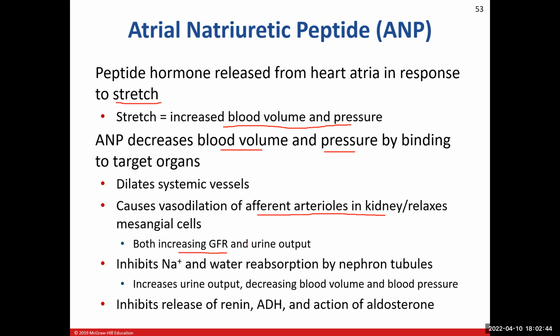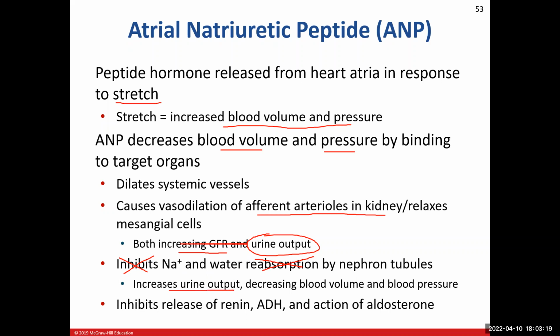And when we increase the glomerular filtration rate, we're going to increase urine output. And so therefore, we're going to see a larger volume of urine being generated. And we'll notice we're going to inhibit sodium, and as a result, water too. We're going to inhibit both sodium and water resorption. So if we're not resorbing, we are excreting, and so that is going to be part of the increase of our urine output.